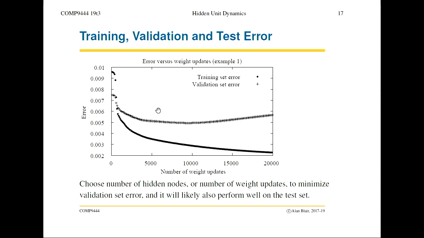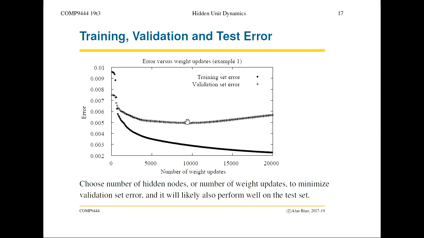So this is another method to avoid overfitting, what's called early stopping. So you limit the number of weight updates. You generate this graph, and then you say, okay, well, the validation set error got a minimum here, so I'm just going to train up to here and then stop. I'm not going to keep training any further, because if the validation set error is minimal here, then likely the test set error will be minimal here.